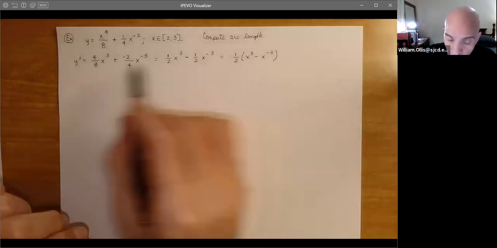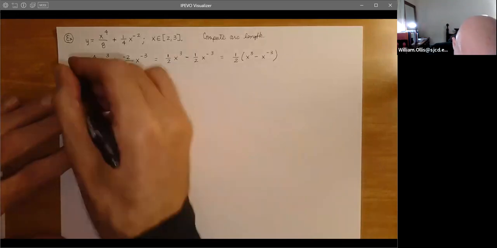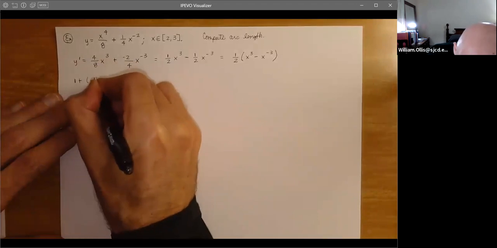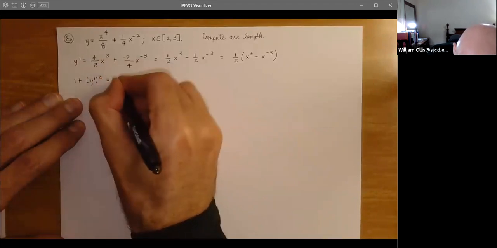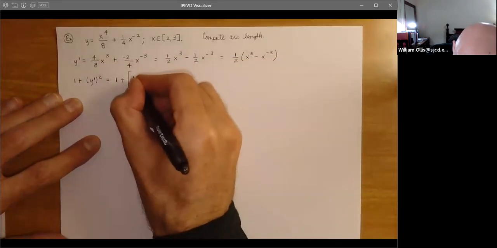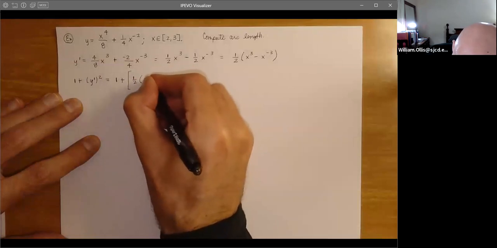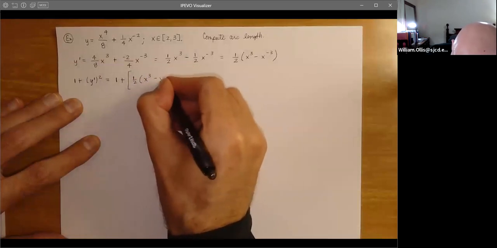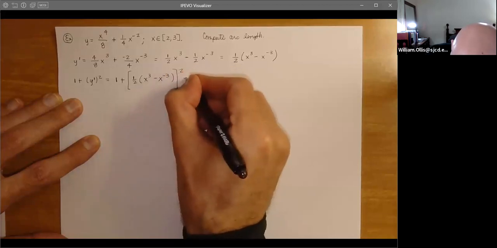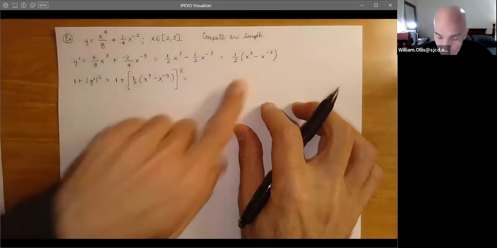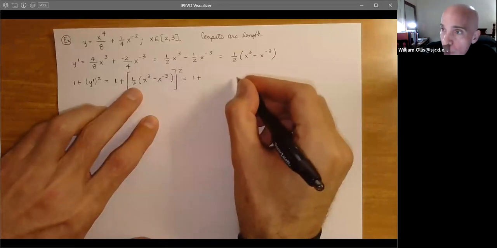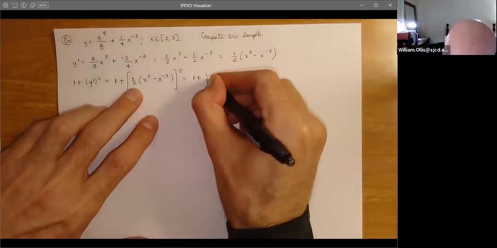So now we want to square this and add 1. So 1 plus y prime squared. So we want to square this. So let's just go ahead and use a bracket. So we square the derivative. So now we have 1. And of course, if we square the 1/2, we get 1/4.